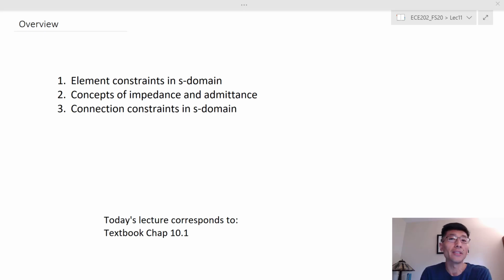Today we're going to talk about the element constraint and connection constraint in S domain, which is the starting point. If you solve a circuit in S domain, you first need to transform the circuit from the time domain to the Laplace domain or S domain. So that's the very first step. You're going to use the Laplace transform in solving circuits.